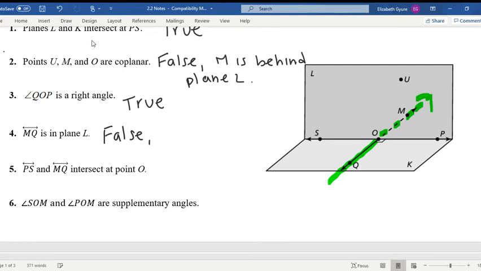And also, if you take a look, line MQ is actually in plane K, because plane K is going to keep coming at us forever, and it's also going to extend back forever. So we're going to say false, and then we're going to say that line MQ is in plane K.